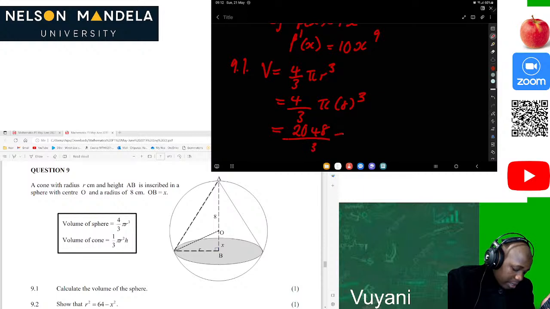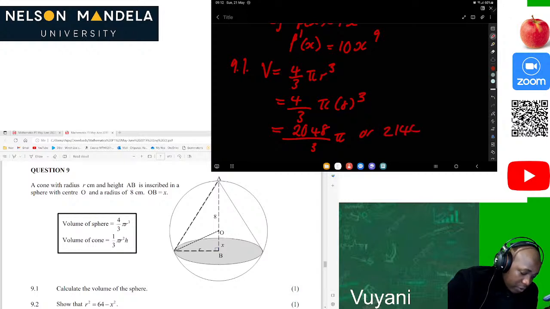2048 over 3 pi. And this answer is the volume, which is 2144.66 to the nearest two decimal places.